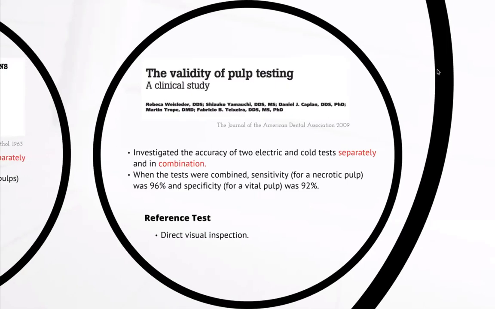But I like this paper more by Wilder because they used the electrical and the cold test separately or in combination. They found that if you use them together, combined, the sensitivity is around 96%, specificity around 92%. But if you use each one alone, it might give you 85-86% specificity and sensitivity. And the reference in this study was direct visual inspection. So basically, they do the test, collect the information, and then they access the pulp, and they would see whether it's vital or not. That's it.